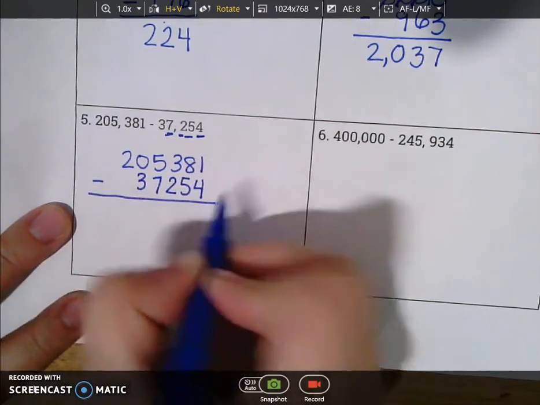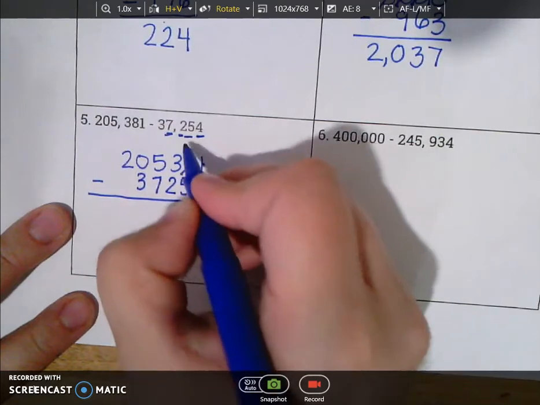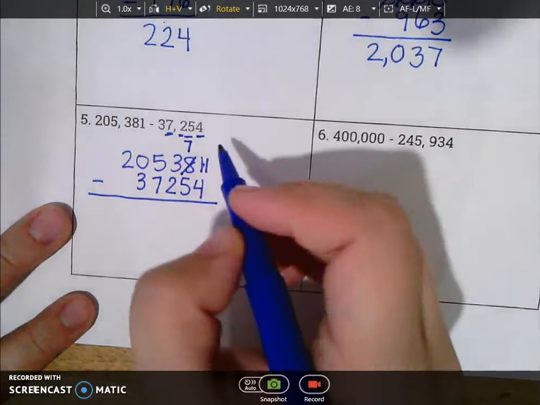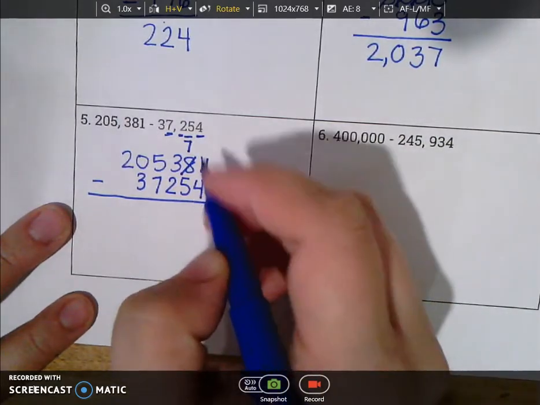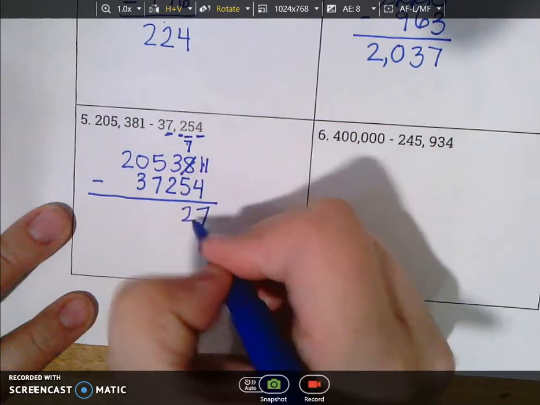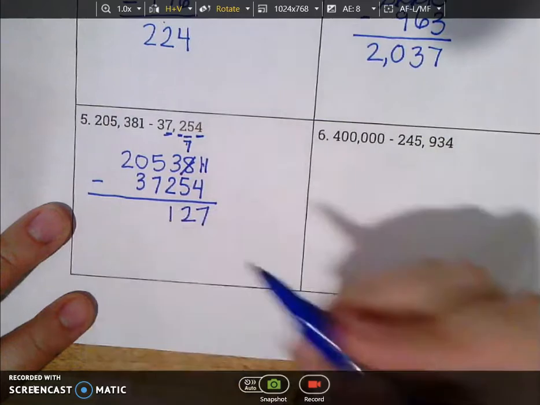Now I can subtract. I can't do 1 minus 4, so I've got to take 1 from the 8, make it a 7, and now I can make this one an 11. So 11 minus 4 is 7. 7 minus 5 is 2. 3 minus 2 is 1.